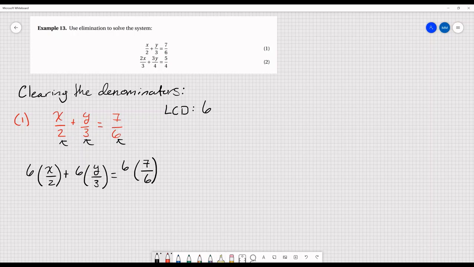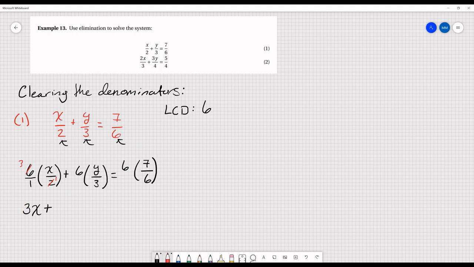All right, look what's going to happen here. I have got 6 times x over 2. Remember, this is 6 over 1. What's going to happen here? Well, 2 divides 6, so a little bit of fraction reduction. 2 divided by 2 becomes a 1. 6 divided by 2 becomes a 3. This gives me 3 times x. So 3x.